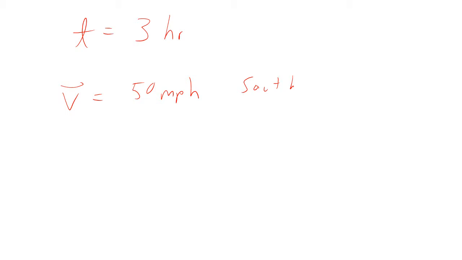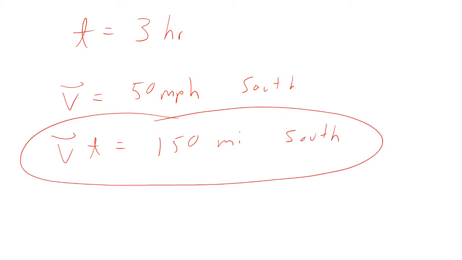Okay, so what is the vector times time? Well, 3 hours times 50 miles per hour south is 150 miles south. Okay, so now we've gone from a vector that was miles per hour to a vector that is miles. This is my resultant vector, and of course, this would be the displacement vector. So the displacement vector is going to be how far you went and what direction you went.